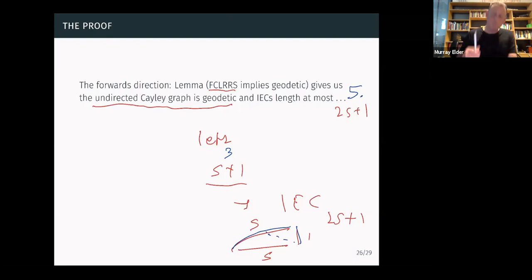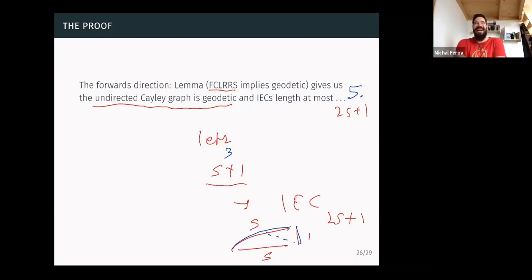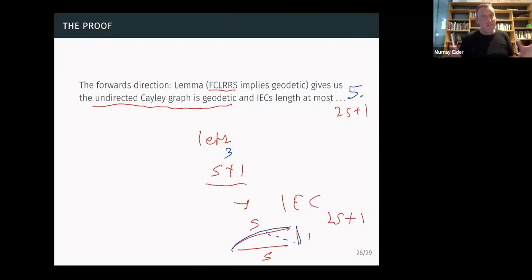Now remember Michael's famous error at the beginning of the talk, where we mixed up embedded circuits with isometrically embedded circuits. So at this point of the proof, isometrically embedded circuits have length at most 5, and it's a locally finite graph because it's a Cayley graph. So that would tell us the diameter of these isometrically embedded circuits is bounded.